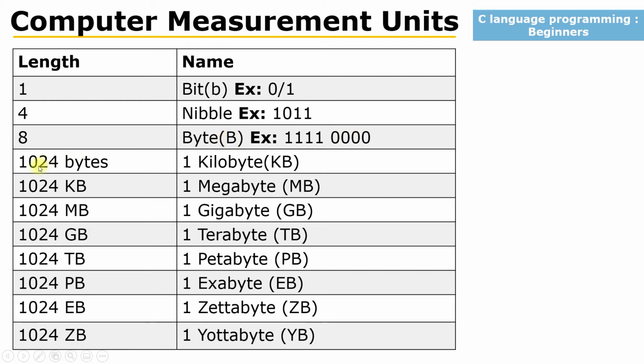A group of 1024 bytes is called 1 kilobyte. 1024 kilobytes will become 1 megabyte. 1024 MB will become 1 gigabyte and so on. Terabyte, petabyte, exabyte, zettabyte and yottabyte.